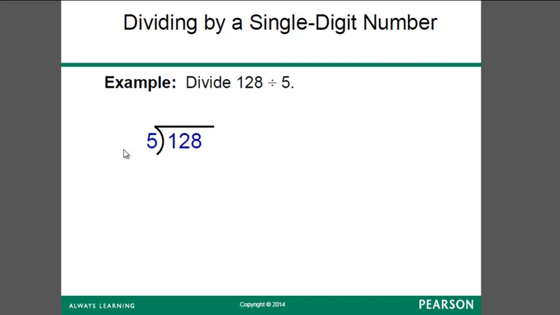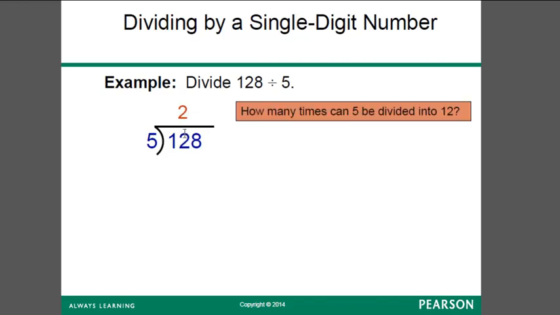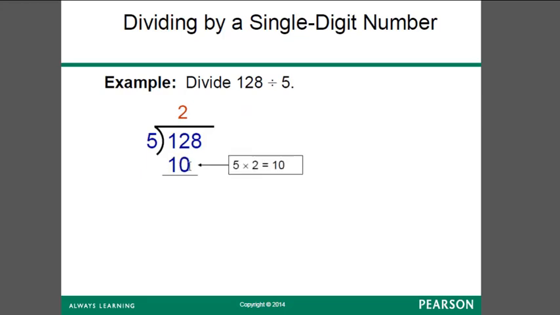First question is, how many times can 5 go into 1? Can 5 go into 1? No. 5 cannot go into 1. So if it can't go into 1, I skip over to the next number. How many times does 5 go into 12? 5 can be divided into 12 2 times. What I do next is I take 5 times 2, multiply these two numbers, and write my result here, 10.